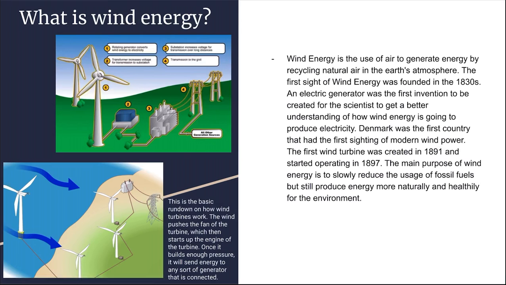So for the images, this is basically the rundown on how turbines work. Air pushes the fan of the turbine, which then is able to produce energy. Then the turbine sends the energy towards the generator, which then sources energy throughout parts of the environment, or a certain part of an environment.